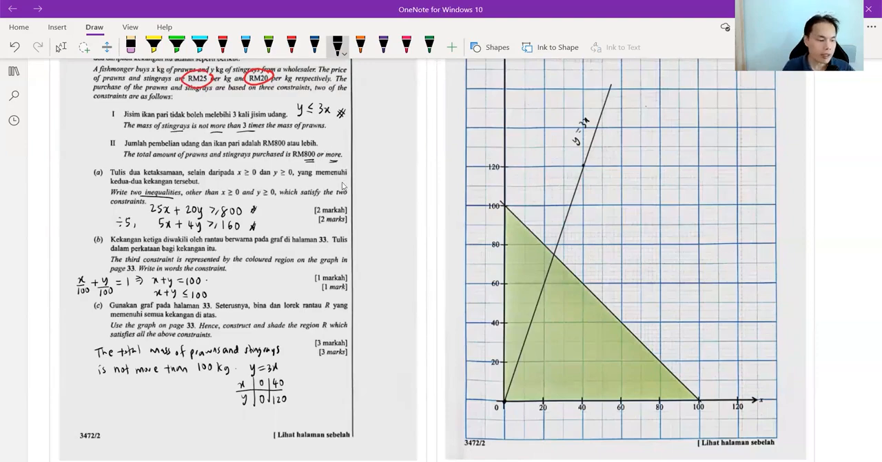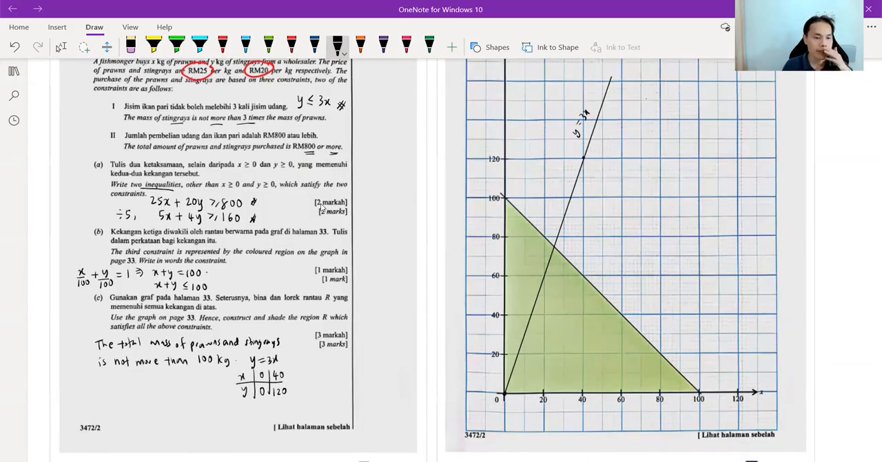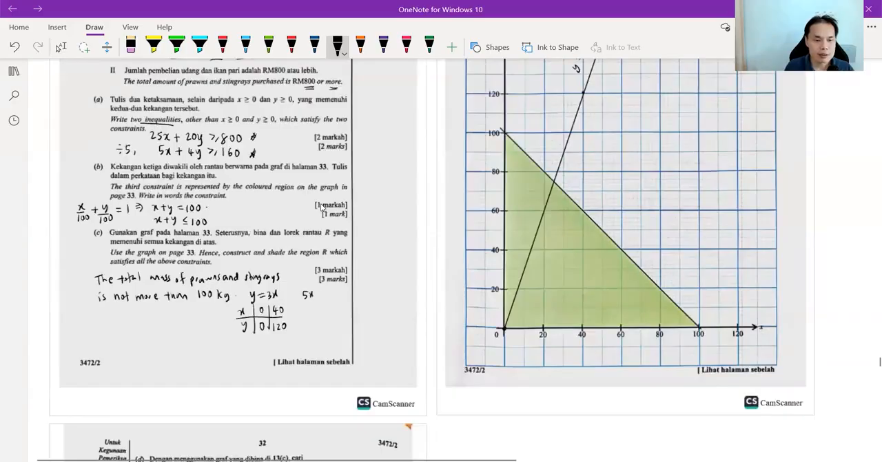Okay. All right. So next, I need to draw the second one. The second one is 5x plus 4y equals 160. So again, table of values, x and y. When you substitute x with 0, 160 divided by 4 is 40. So it's 0, 40 here. When I substitute y with 0, 160 divided by 5 is 32. Okay, 32 is over here.